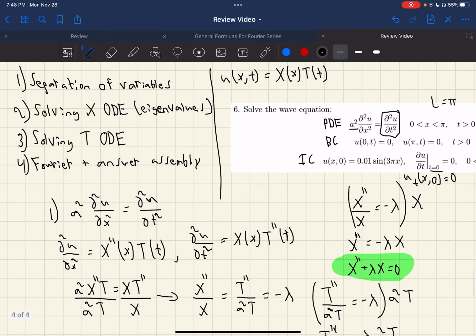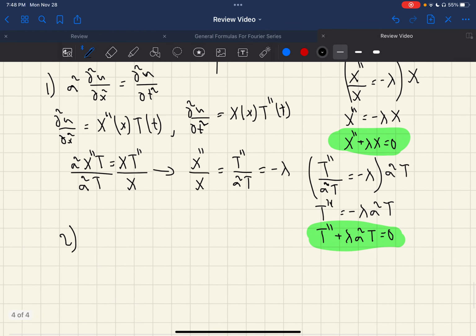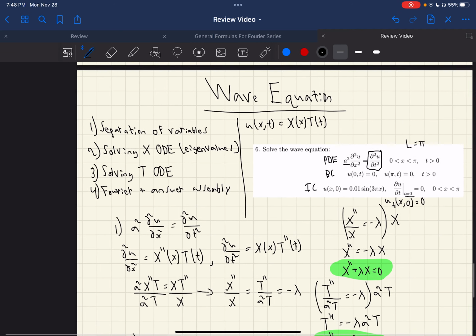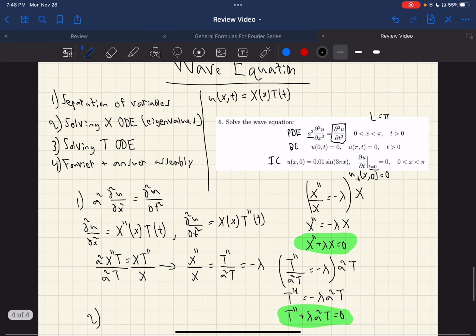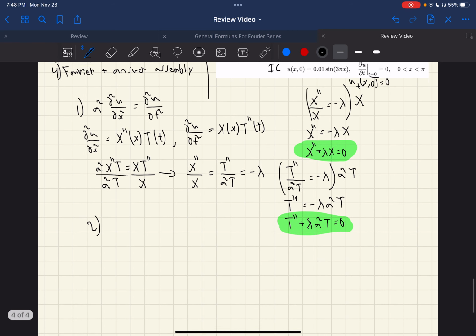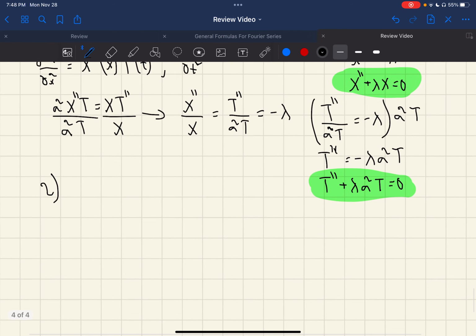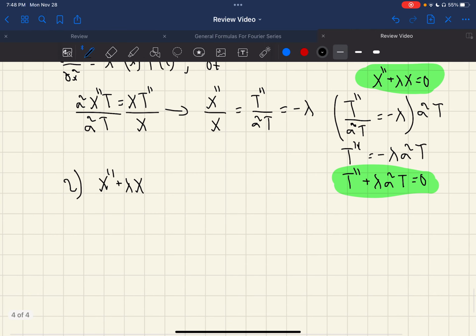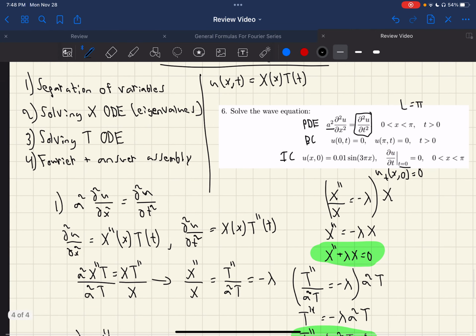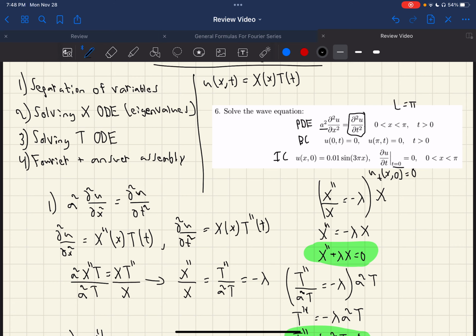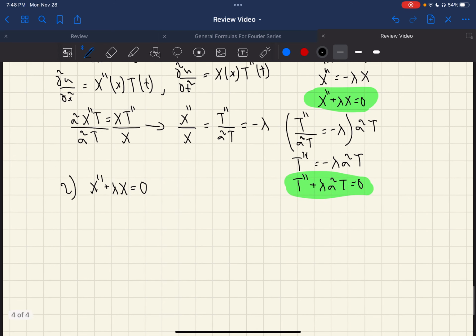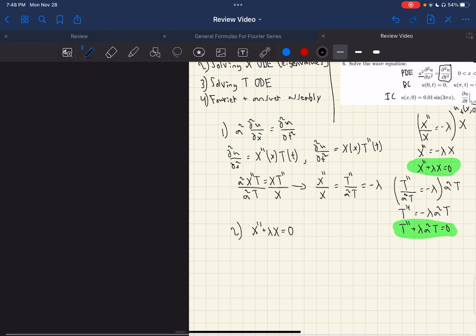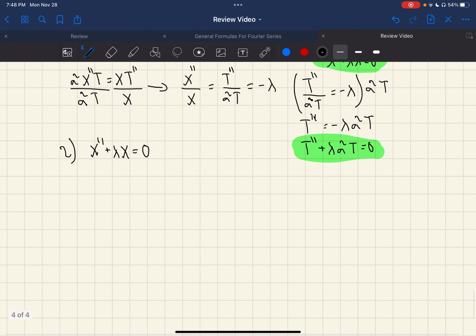Next, we have solving our X ODE. This is just an eigenvalue problem in disguise. That's kind of the trend with these questions. They have a bunch of concepts we already learned, but they disguise it as a very hard question and a long question. So we've got to solve this ODE here. And this is where we use our boundary conditions. But the problem is our boundary conditions are for u of x,t, and our equation here only has functions of x.